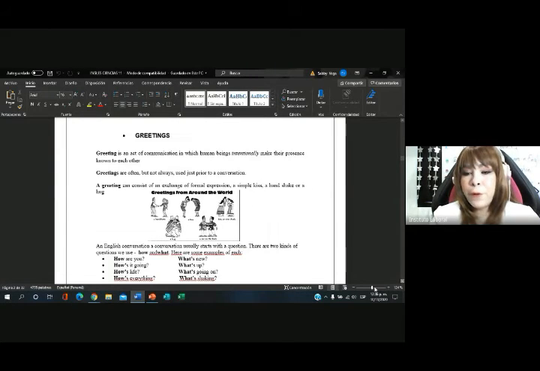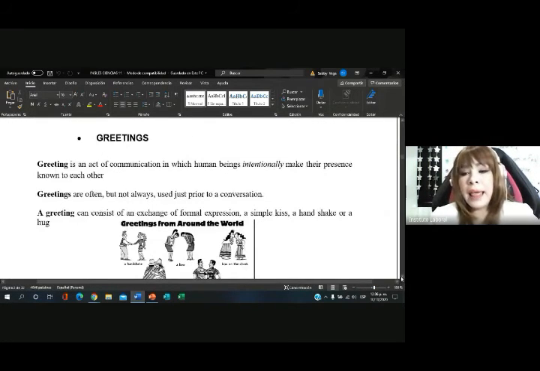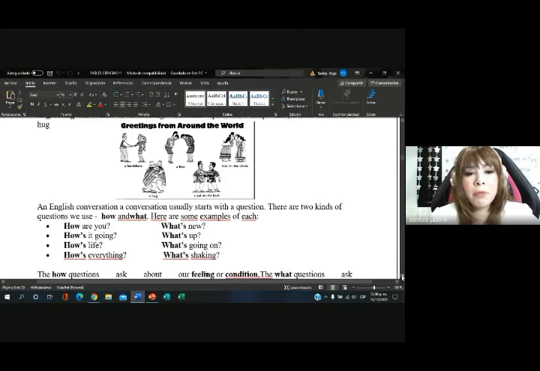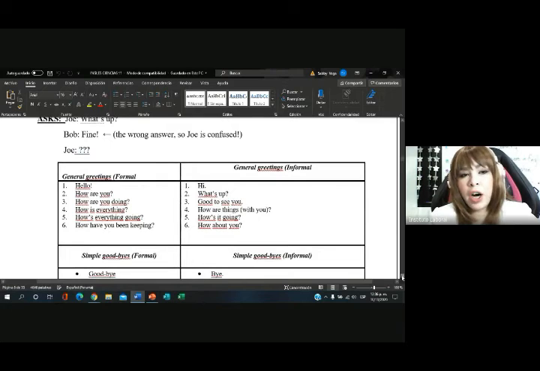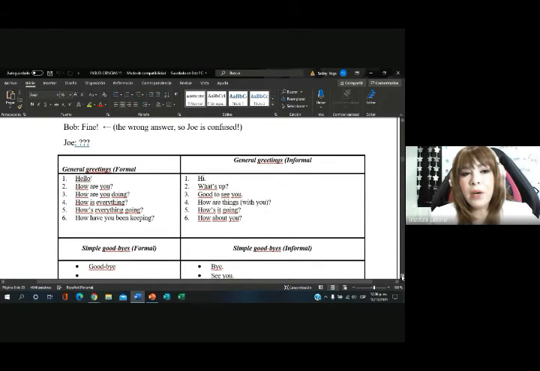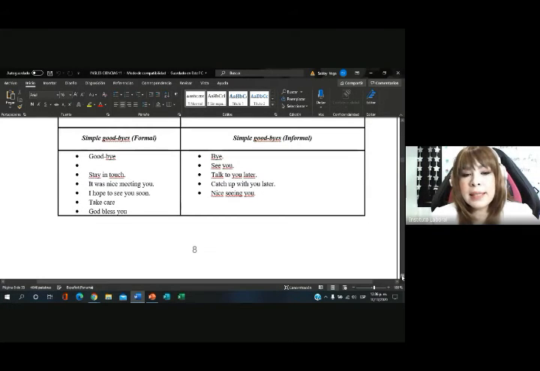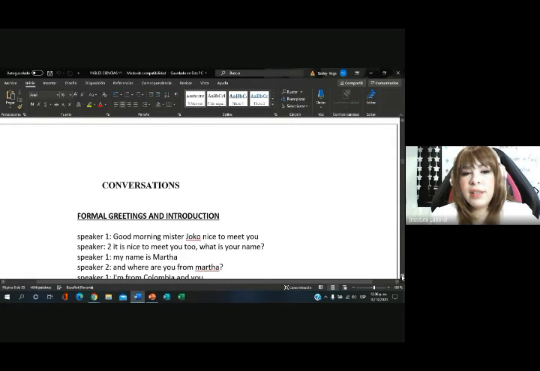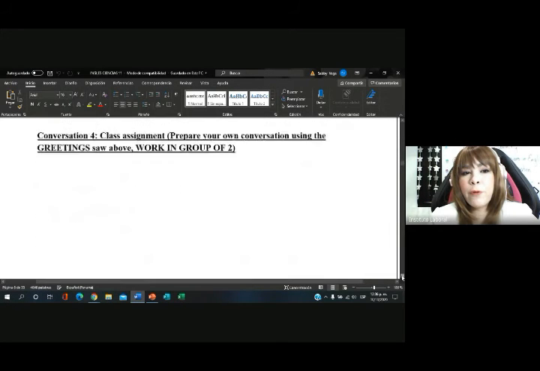Okay, in here you have the information, the content of the explanation. The explanation I gave you, the presentation I gave you. Here you have the information about greetings. You have the examples of the greetings around the world, when to use how and what. In here you have the chart of the formal and informal greetings and goodbyes. But also you have the conversation here. Yes, you have the examples of the conversation. You have 2 examples, one using formal and the other using informal greetings.